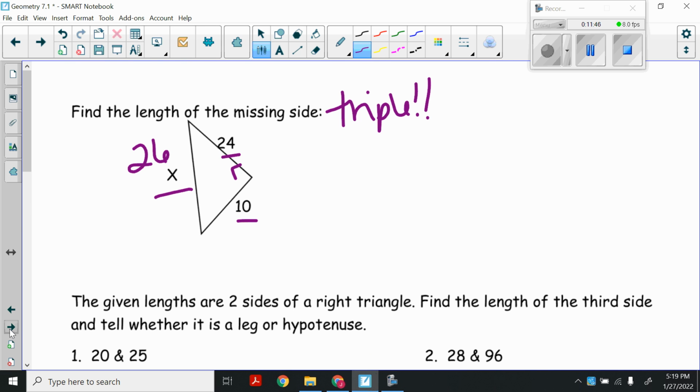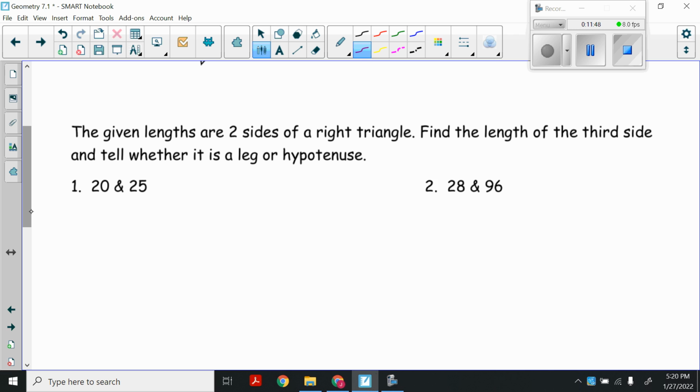All right, so now we're going to switch gears, and now they're going to give me 2 lengths of sides of a right triangle, and we have to find the length of the third side, and we have to determine whether it is a leg or a hypotenuse. Our trick here is our answer must be a whole number. So we're trying to make a perfect square.